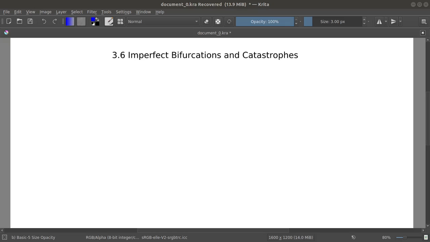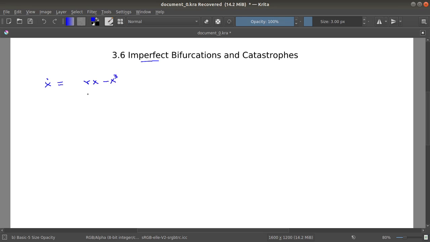Okay, today we are going to discuss a topic which is imperfect bifurcation and catastrophe. So far we have seen different types of bifurcations, and lastly we have seen the pitchfork bifurcation, which had the following form: x dot is equal to Rx minus x cube, right?